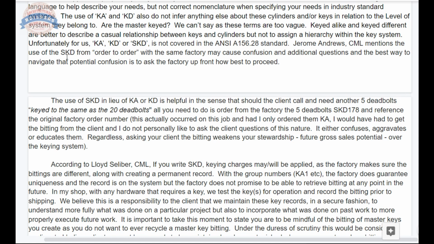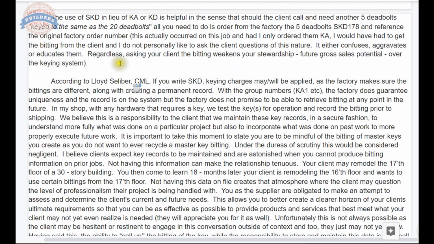It'll be tied to a PO number. But Mr. Andrews brings it up to say, hey, be aware of the fact that you don't unintentionally want to get the same SKD biddings. The use of SKD in lieu of KA or KD is helpful in the sense that should the client call and need another 5 deadbolts, keyed to the same as the 20 deadbolts, all you need to do is order from the factory the 5 additional deadbolts, SKD 178, and reference the original factory order number.